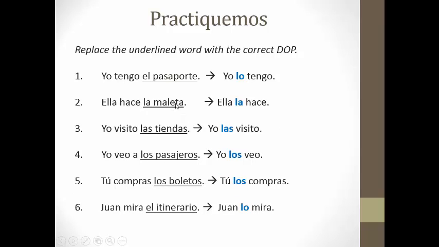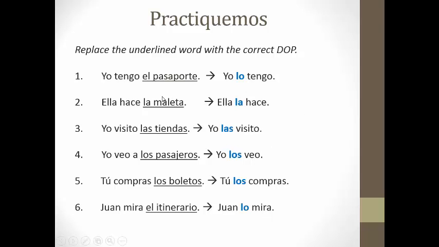Okay, number 2. She packs the suitcase. She packs it. Ella la hace. Number 3. I visit the stores. Yo las visito. 4. I see the passengers. Yo los veo. Notice this personal a, it went away, okay, when I made the direct object into a direct object pronoun. Number 5. You buy the tickets. Tú los compras. And 6. Juan looks at the itinerary. Juan lo mira.